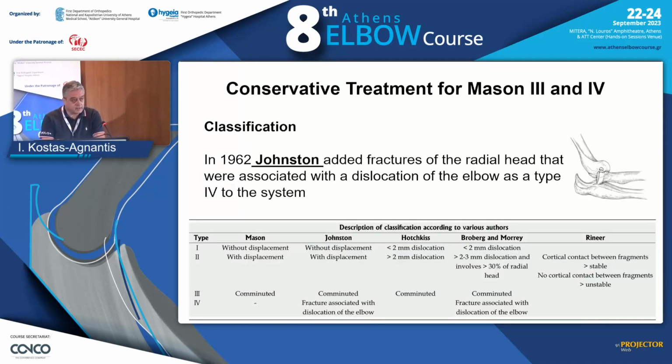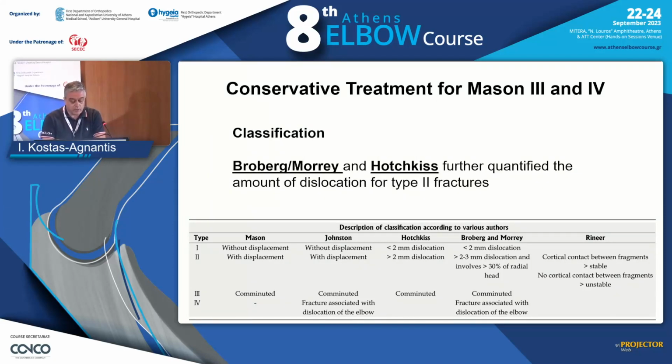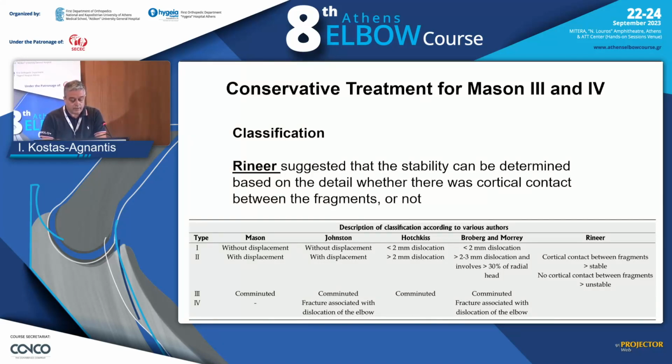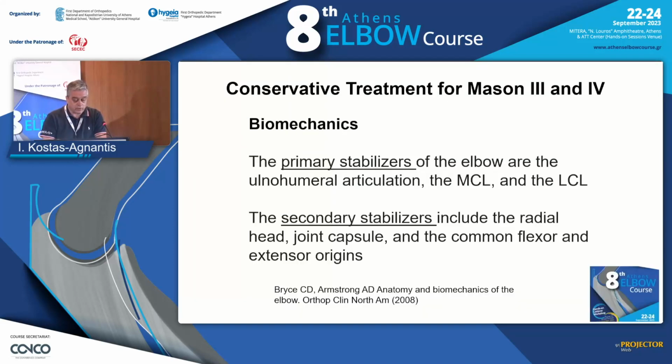In 1962, Johnston added type 4 fractures, which was any of type 1, 2, or 3 with comminuted fracture of the radial head in association with elbow dislocation. Broberg, Morrey, and Hodgkin further quantified the amount of displacement in type 2 fractures, while Rineer suggested that the stability of radial head fractures may be based on whether there is cortical contact between the fragments or not.